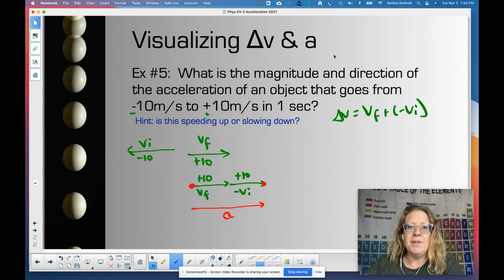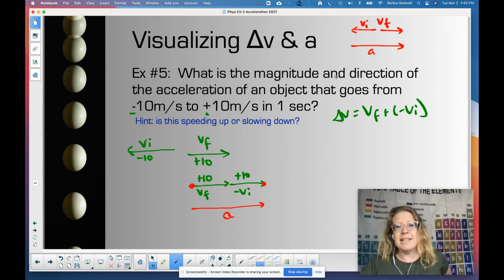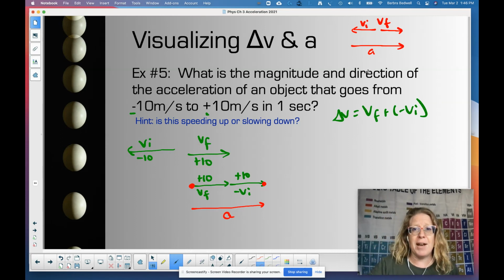So what do we have in terms of this? We had VI was this way, VF was this way, and acceleration ended up being that way, quite a bit bigger than either of the two original ones. So again, it gives us an idea of what the direction is, and the acceleration is in the same direction as the final velocity. So again, that makes a big difference in terms of where it's going. So anyway, just some different ways to visualize what delta V is and how to visualize what the direction of acceleration is: positive acceleration, negative acceleration.